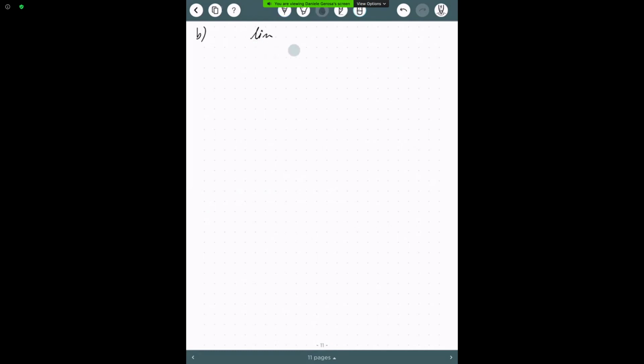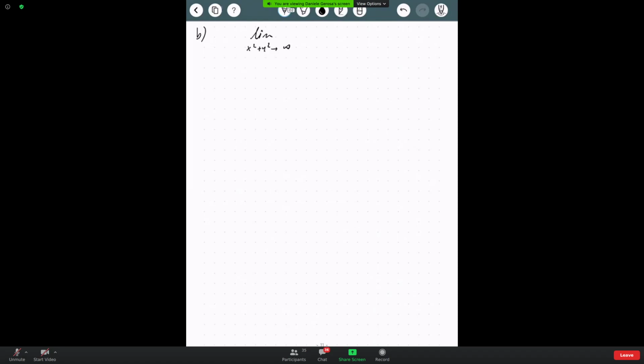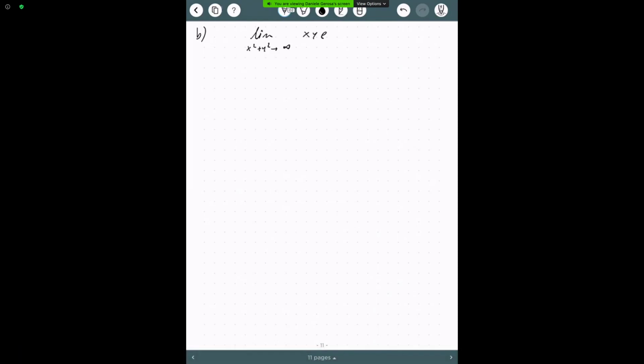Plus infinity of xy times e to the power of minus this. What about this? Yeah, I mean, that's the principle of the squeeze theorem, of course. What about this one? Any idea?